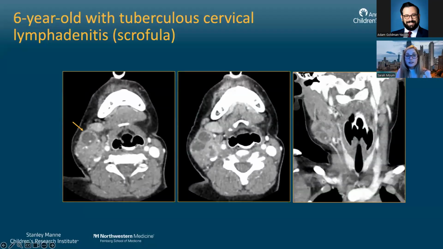Okay, so our next patient is a 6-year-old who is presenting with a non-painful right neck mass with a draining fistula. So we can see, as denoted by the arrow, there are these centrally low dense, centrally necrotic matted lymph nodes within the right neck. Sometimes you'll hear these referred to as cold abscesses because of that absence of surrounding inflammation, much like what we saw in the atypical mycobacterial infection. Calcification is present in this case, as shown here. And this is a classic example of tuberculous cervical lymphadenitis or scrofula.